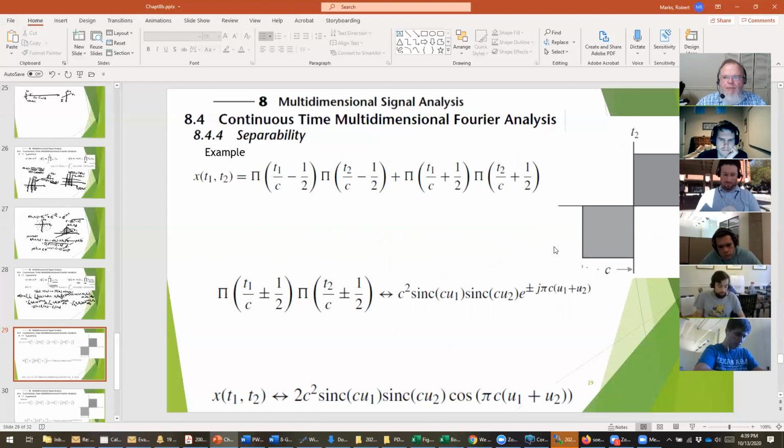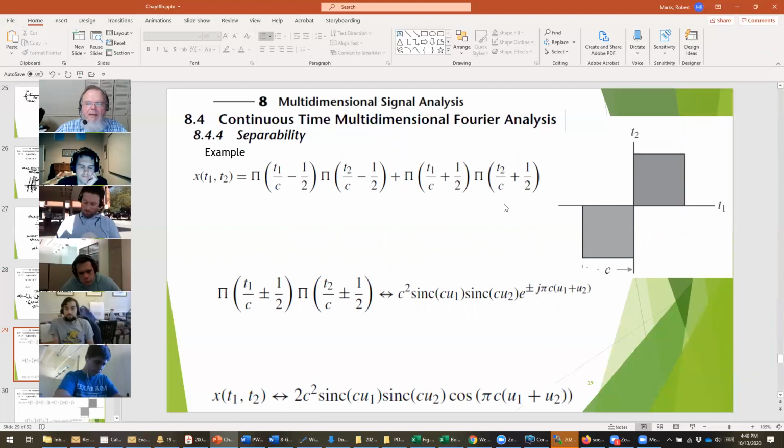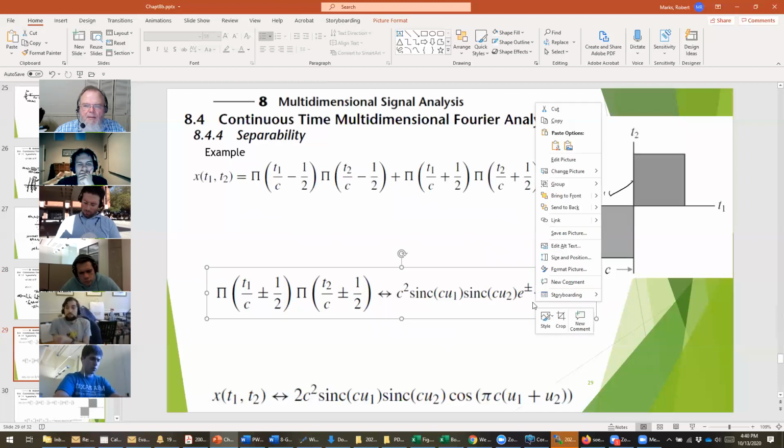Here on the top, we have a function. Let's see. I have to move my. We're not moving. Okay. Okay. Here we have a function, and I'm going to put this behind.